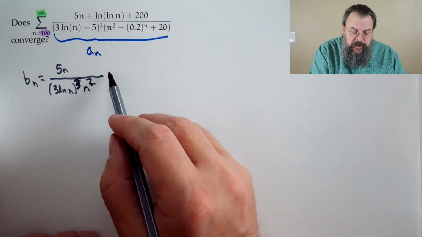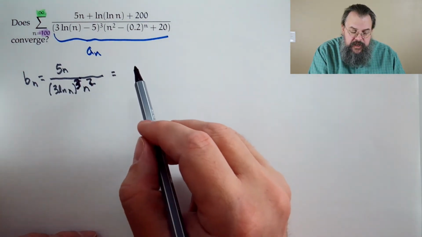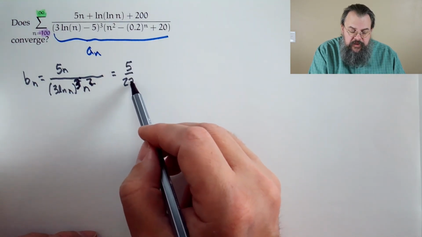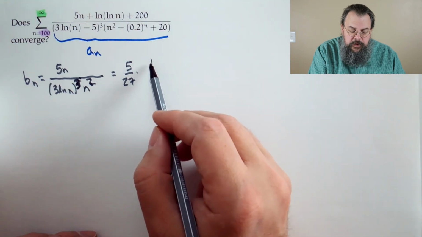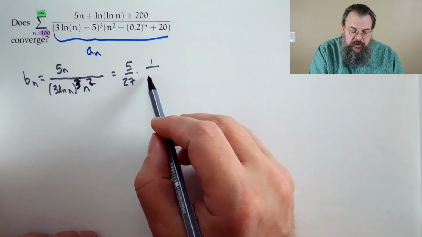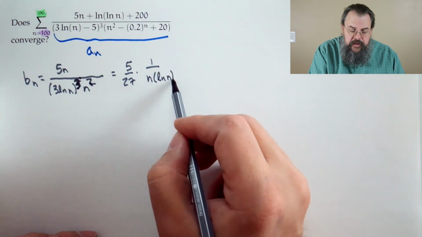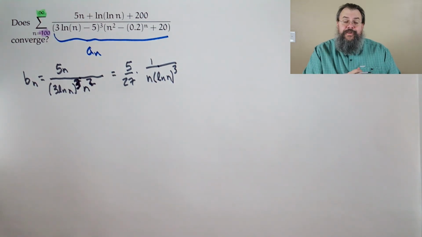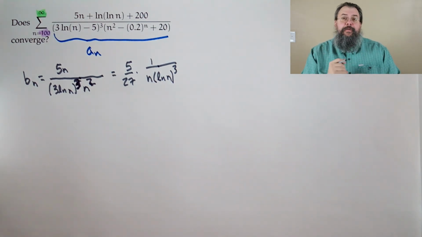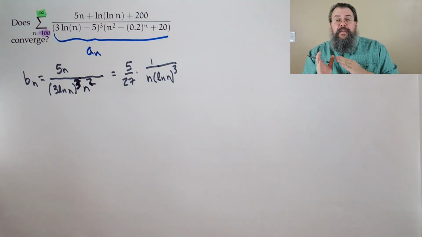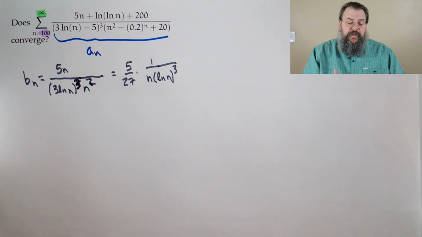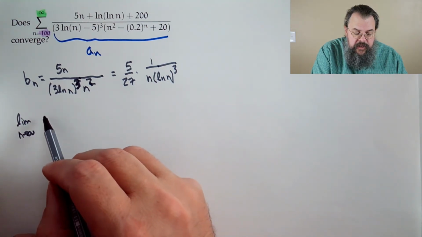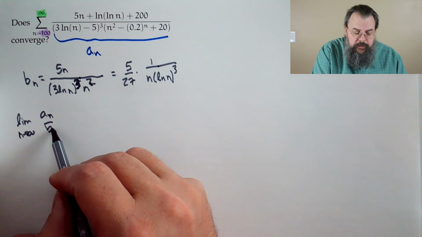Now, you can clean this up a little bit. You don't really care about the constants. You could ignore the constants if you want, or you can keep the constants in. It doesn't really matter. So you can think of this as 5/27 times 1 over, so you can cancel a single n, times log n cubed. All right, great. So what's happened here is we said, hey, a sub n and b sub n really behave the same. And in particular, we have that the limit as n goes to infinity of a sub n over b sub n is 1.